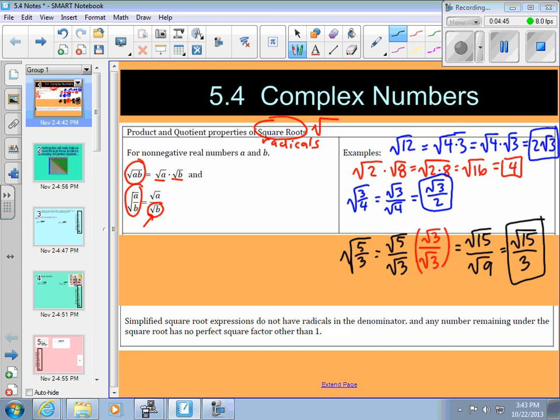So anytime you have a radical in the denominator that can't be simplified, multiply both the bottom and top, the numerator and denominator, by that radical. All right, let's try some of these problems out.